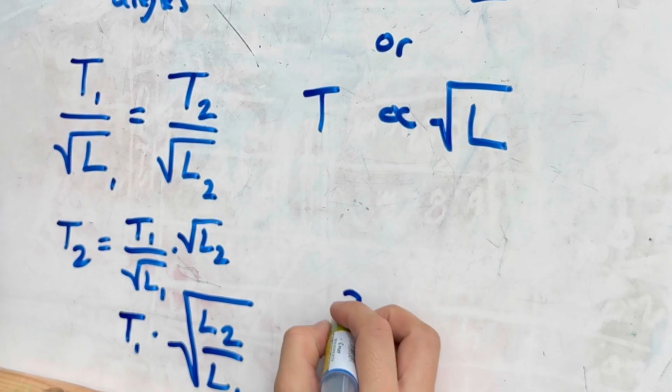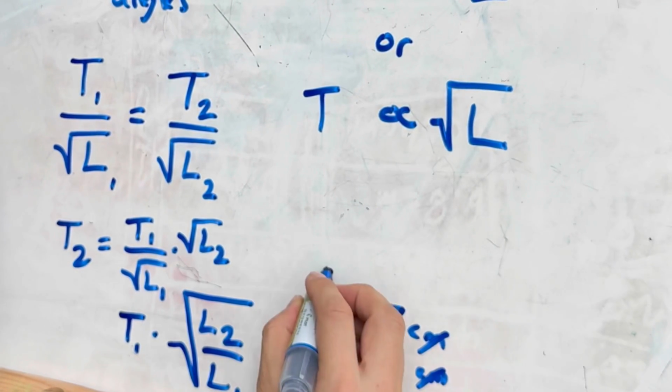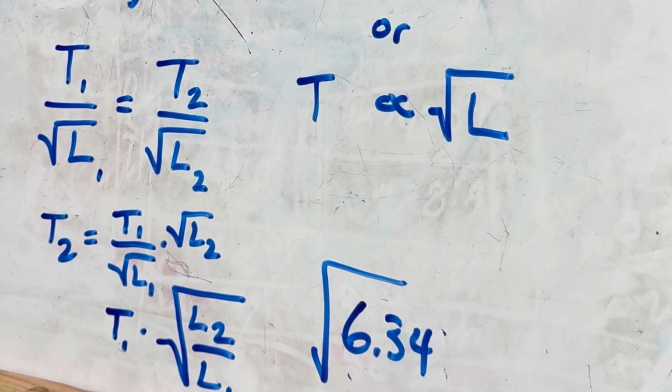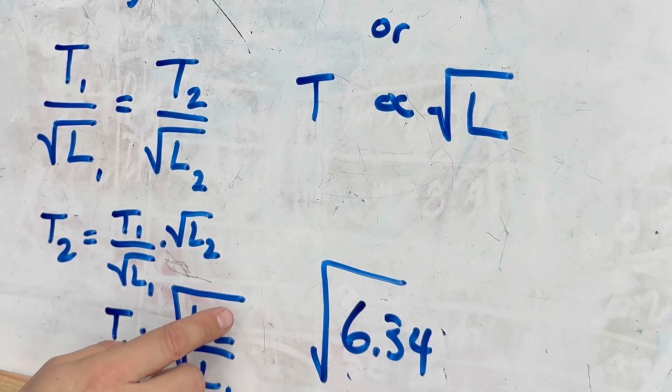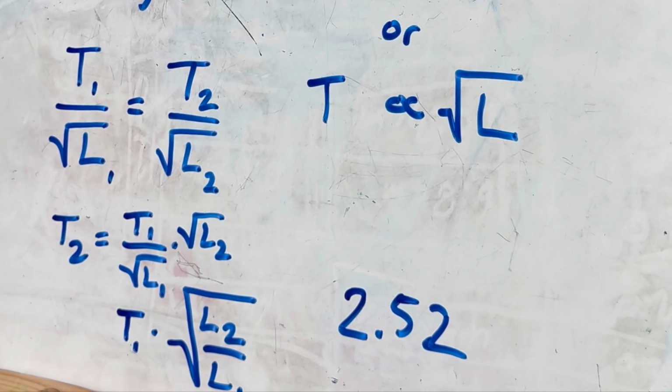So we go 317 divided by 50. Those are both centimeters, so centimeters cancels out. The factor change is going to be 6.34. 317 is 6.34 times larger than 50 centimeters. So now we still have to take the square root of that to find out how that's going to impact our original time. So the square root of 6.34 is 2.52. That means instead of multiplying by 6.34, our period is not going to be multiplied by 6.34 times. It's going to be multiplied by 2.52 times.